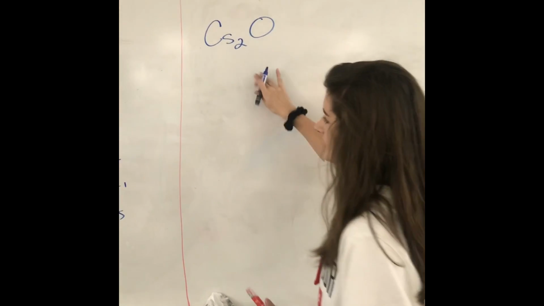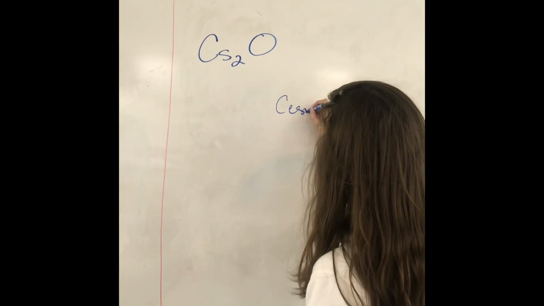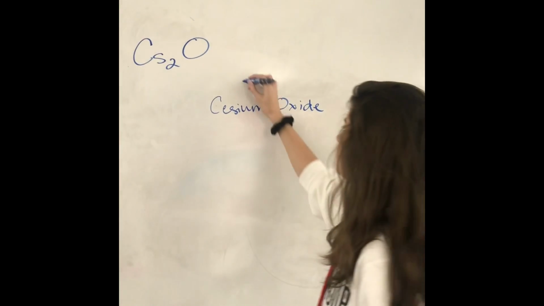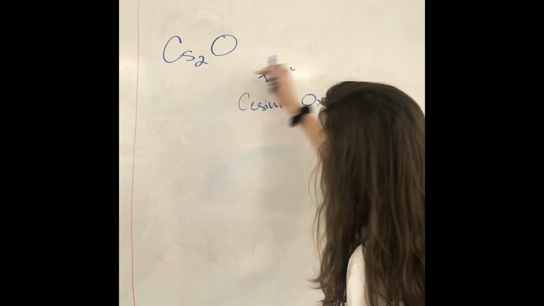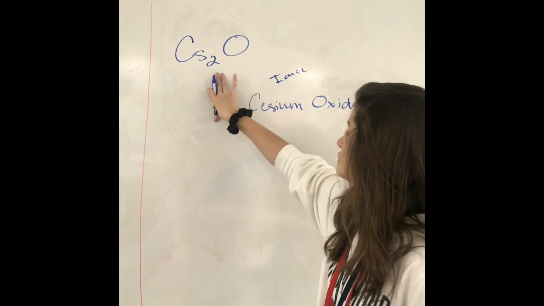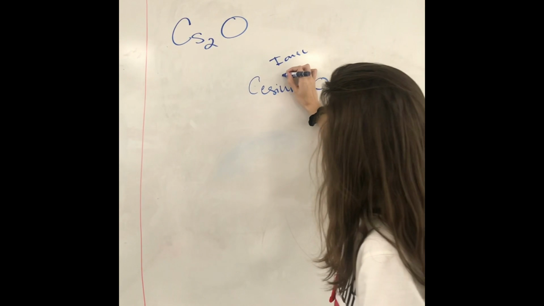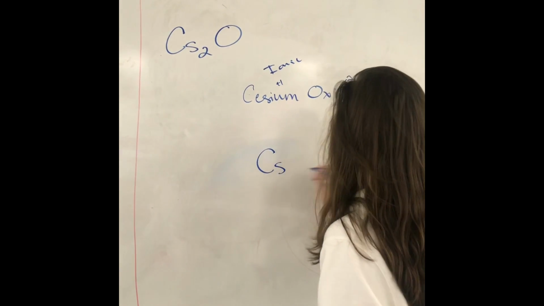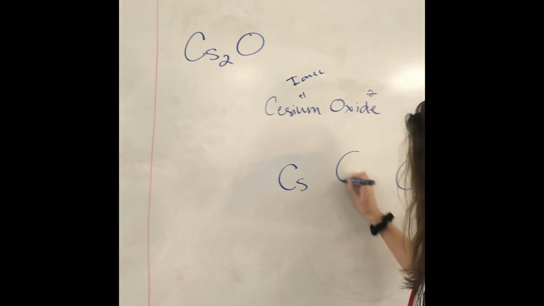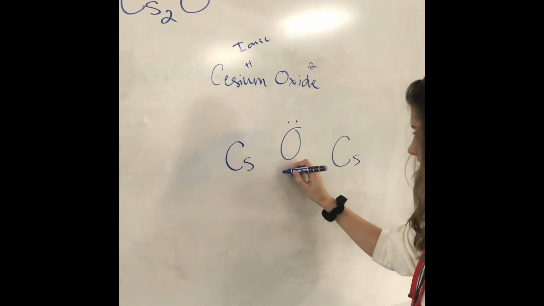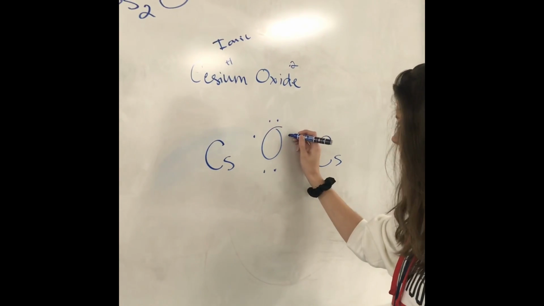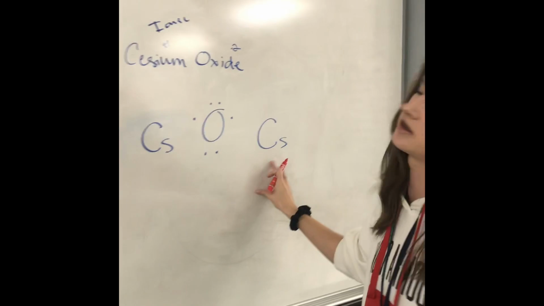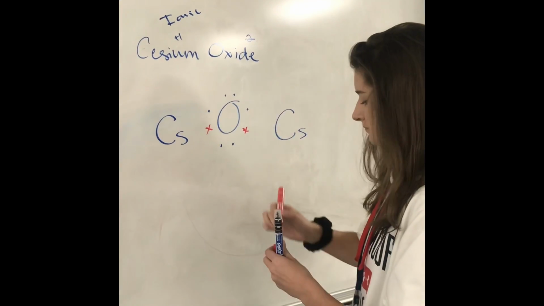So this is cesium oxide, which is ionic because cesium is a metal, and we have 2 cesiums because cesium has a charge of +1 and oxygen has a charge of -2. So when you draw the Lewis dot structure, you have 2 cesiums and 1 oxygen. And oxygen has 6 valence electrons, 2, 4, 6. And cesium has 1 valence electron. Each cesium has 1 valence electron to give away. So there's 1, and then there's 2.